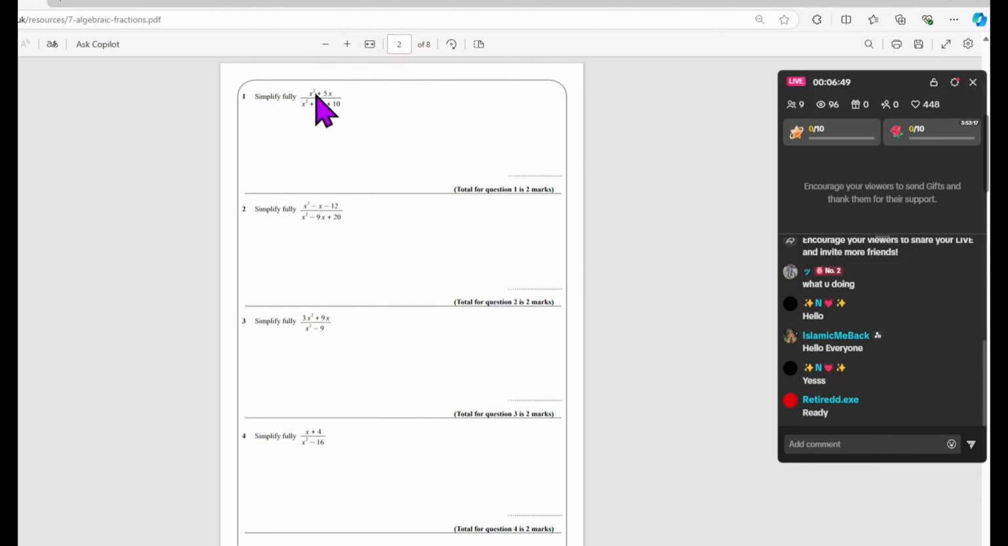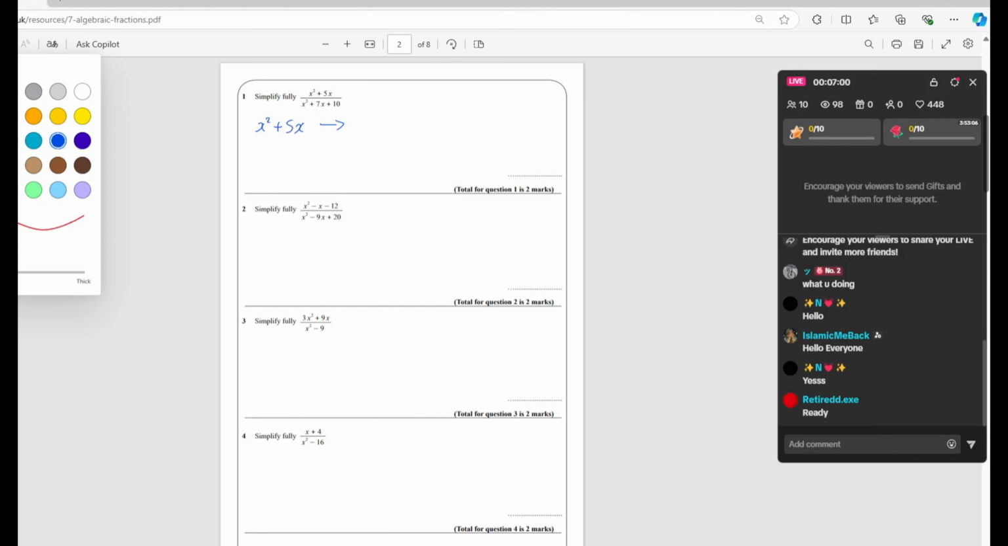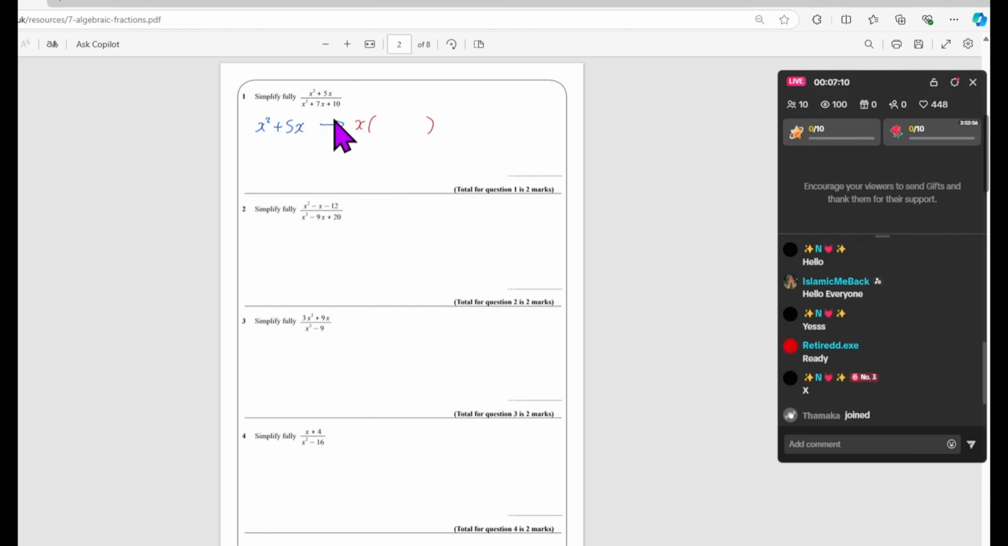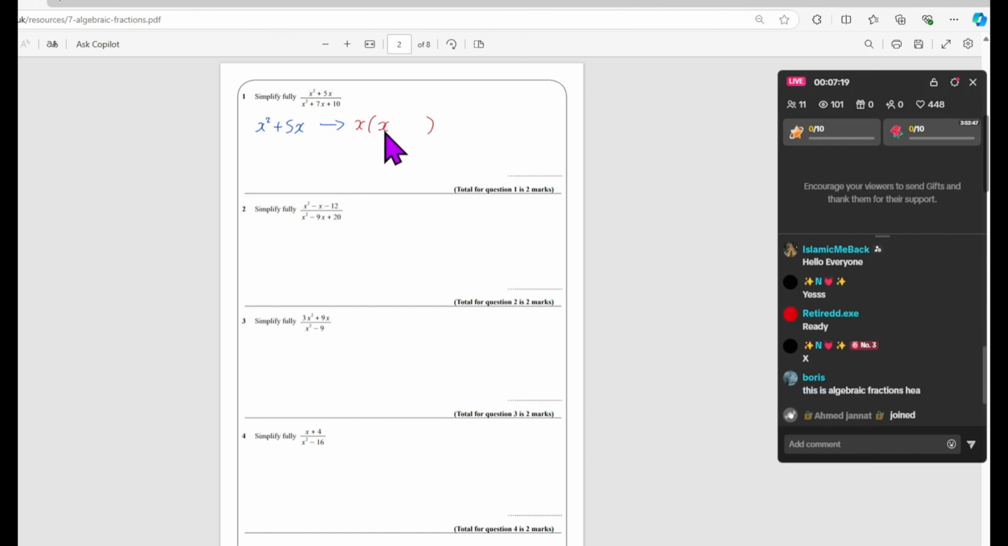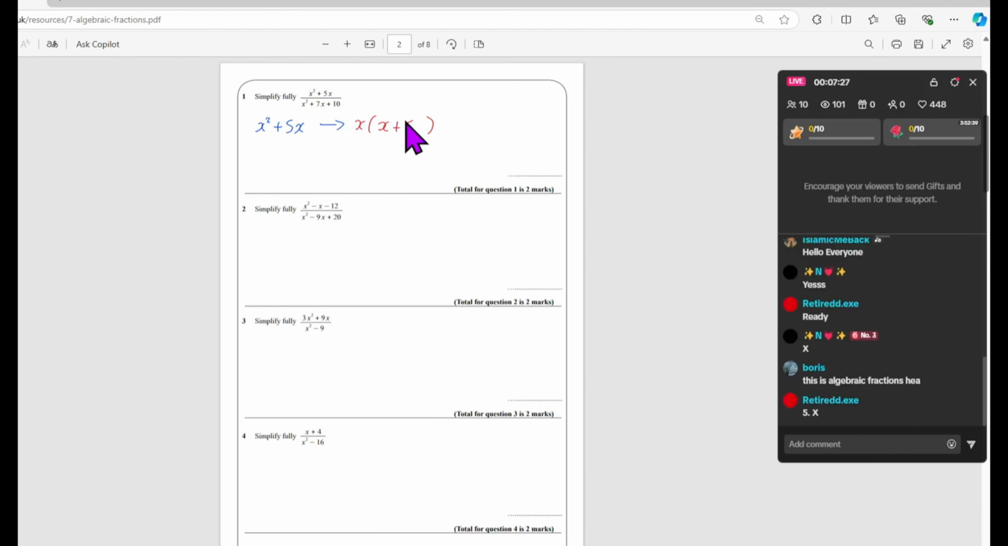So over here, the numerator is x squared plus 5x. So we're going to put x squared plus 5x right here. Now we're going to factorize it. We're going to take x out as the highest common factor. So what will be inside the brackets? We do x squared divided by x, which is x, right? So x times x will be x squared. It's going to be plus 5. So this will be our factorized one, okay?